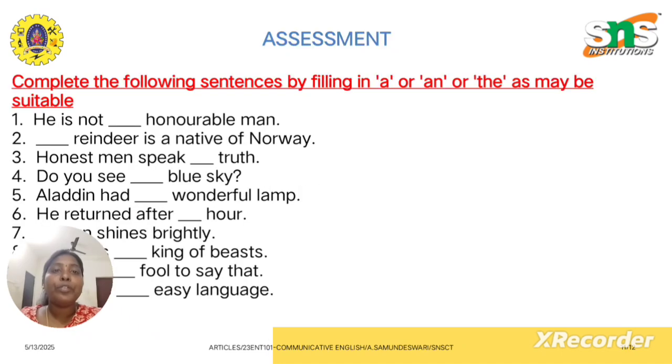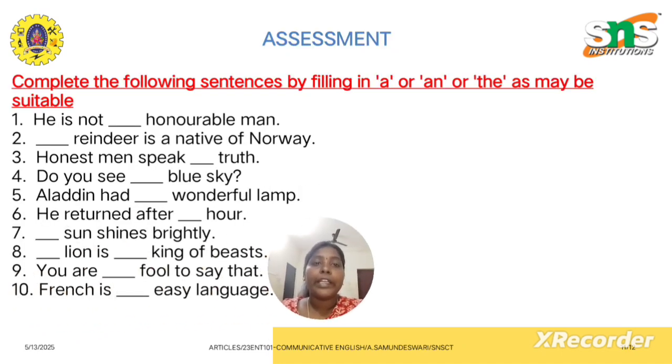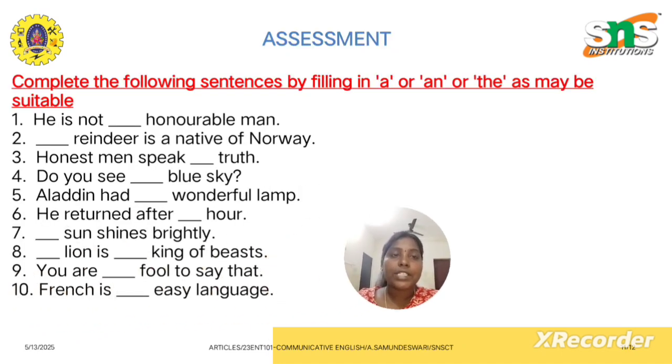So these are the few parts about the article, and here we have a short assessment to test your knowledge about the articles. I just have 10 questions. He is not as honorable man. So before placing an article, whether a must come or an should come, you just relate it to the rules which you have studied. And the reindeer is a native of Norway. So here we are talking about the unique thing of Norway, so you can go with the reindeer.